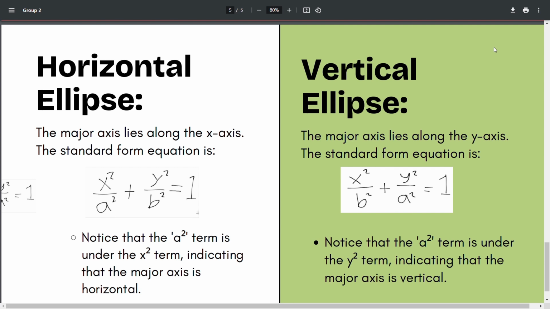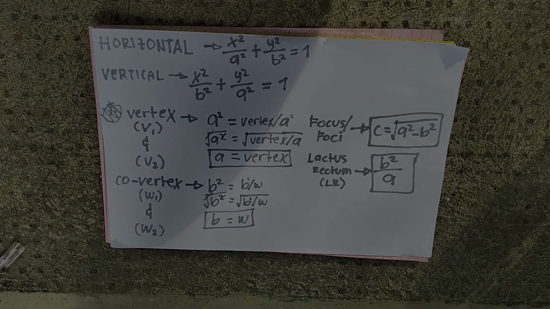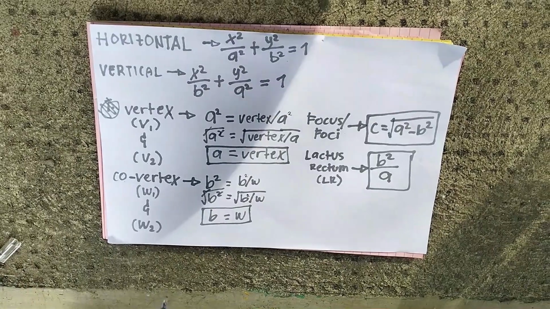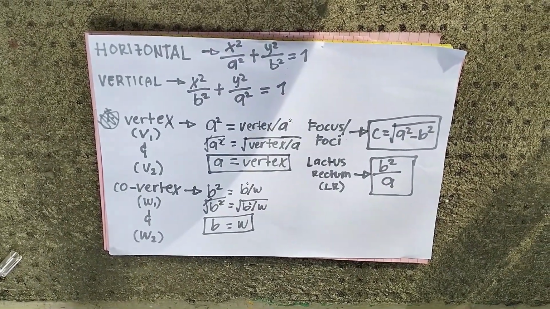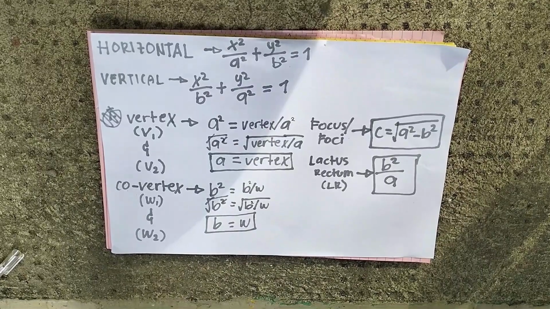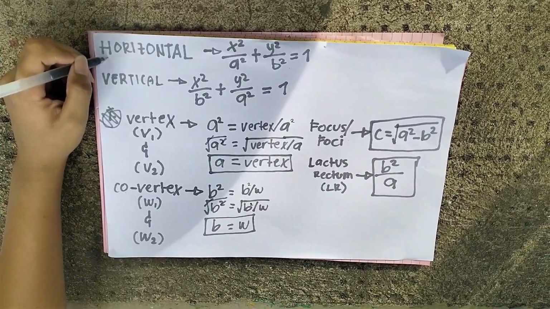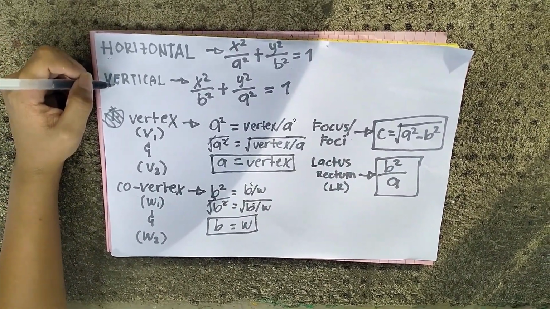So if a is greater than b, the ellipse is going horizontally. But if b is greater than a, then the ellipse is going vertically. Now let's get to the examples. But first, always remember that there are two types of equation in solving for the ellipse with the center at the origin, which are the horizontal and the vertical equation.